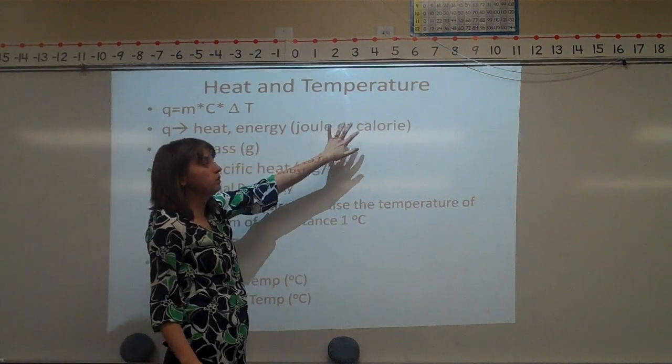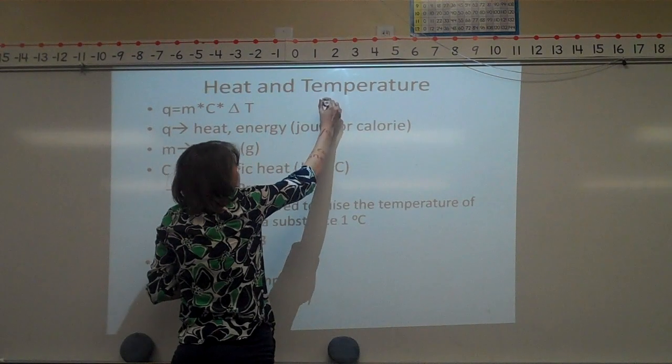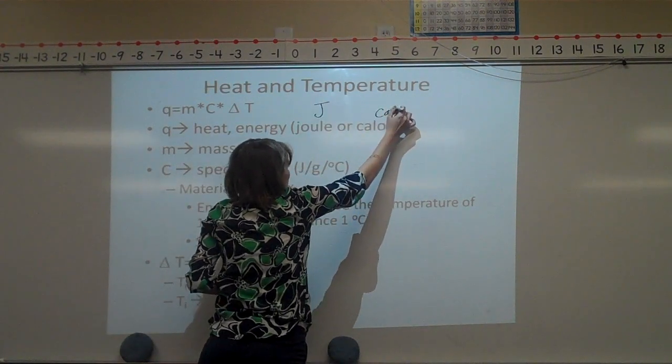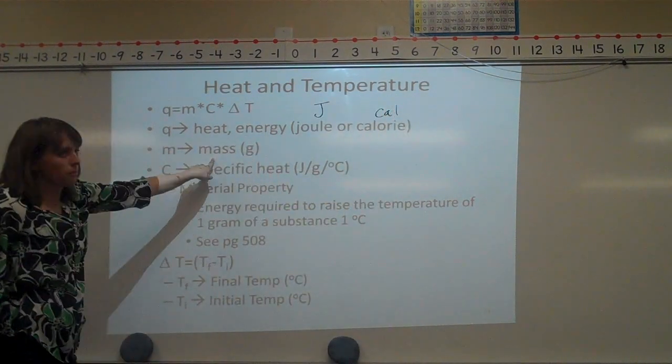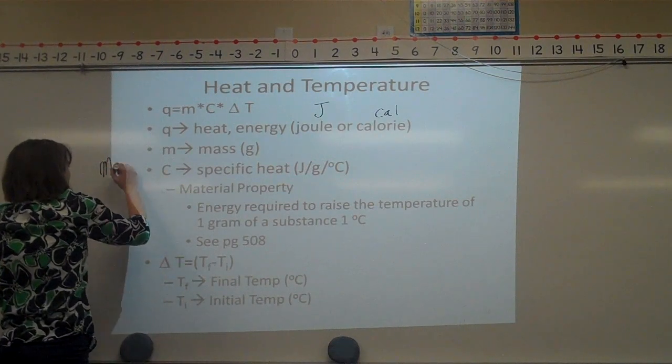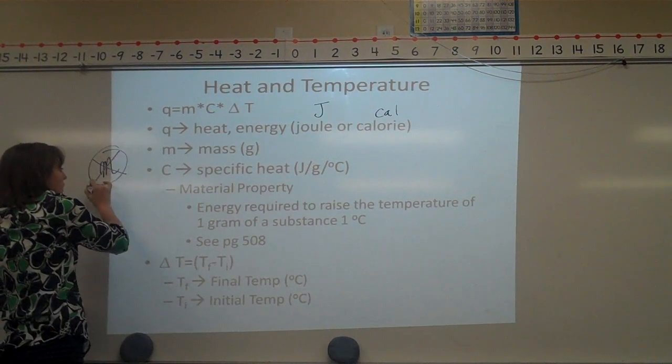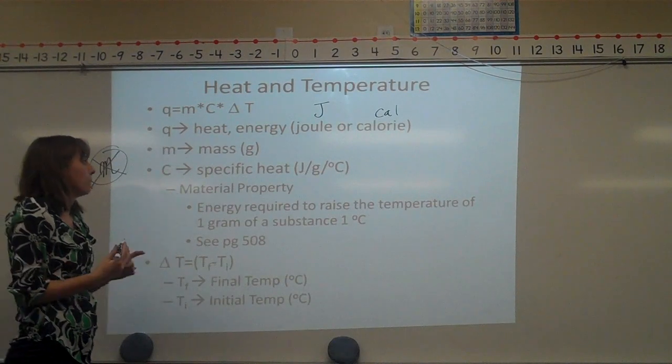This will be referred to as joules or calories. Joules is going to be our capital J and calories will be C-A-L. M will be our mass. This will not be molality, because molality is an italicized M, and that is not what this is. This is a normal M, so this is just mass.